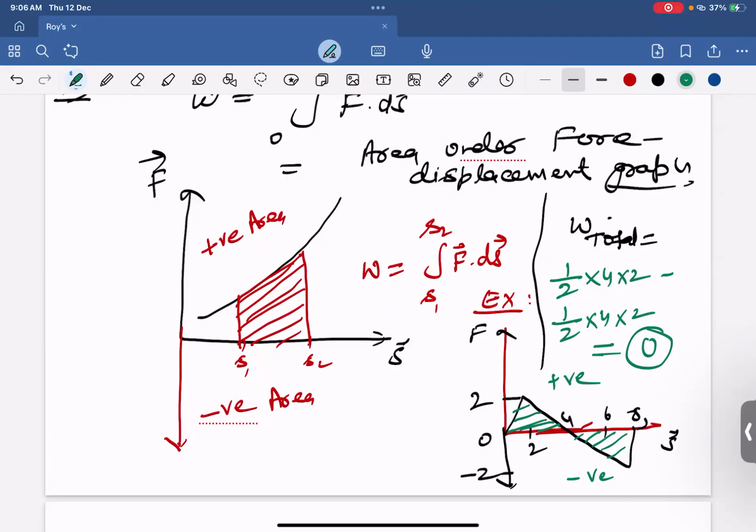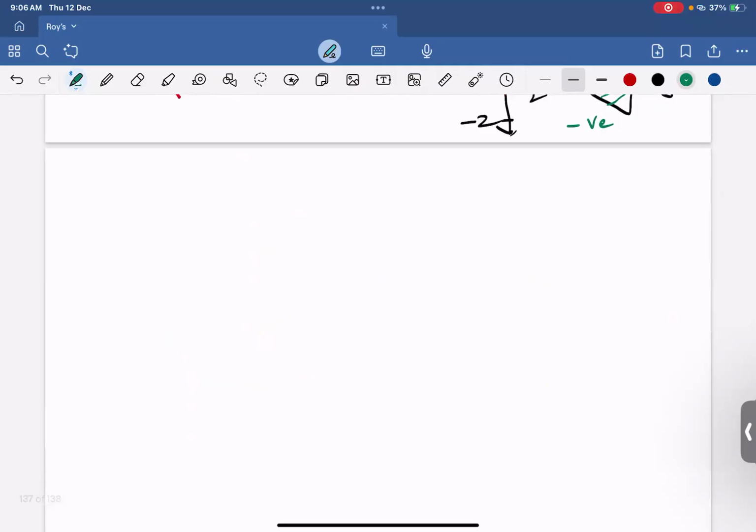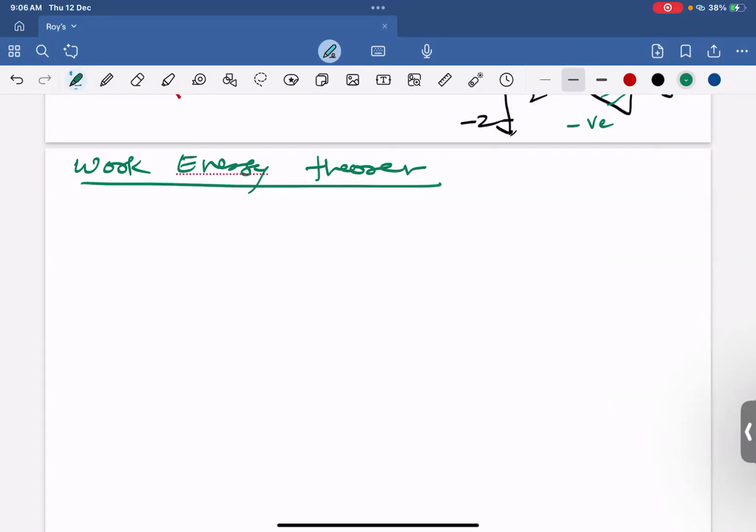There is one more formula to find the work done, and that formula we call the work energy theorem. But to understand that, we need to know about kinetic energy. We know the basic formula of kinetic energy. It says that work done on a body is equal to the change in its kinetic energy.